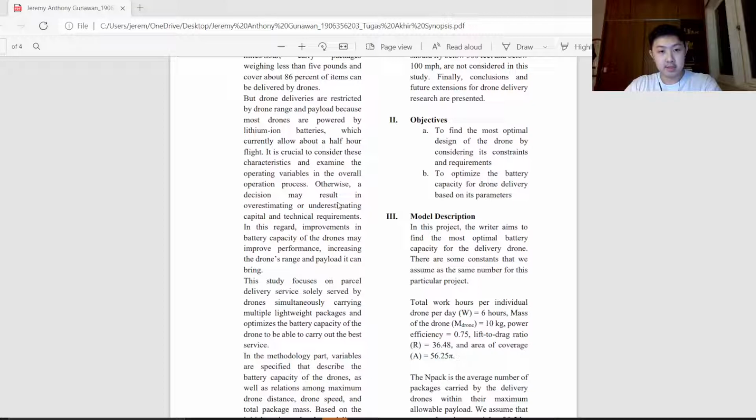But the challenge for drone deliveries is the lithium-ion batteries, which currently only allow about half an hour of flight. Battery capacity is crucial to the service of the system, which is drone delivery, because without batteries, the drones can't operate. Now, it is crucial to consider the parameters or the characteristics that affect the battery capacity of the drone.